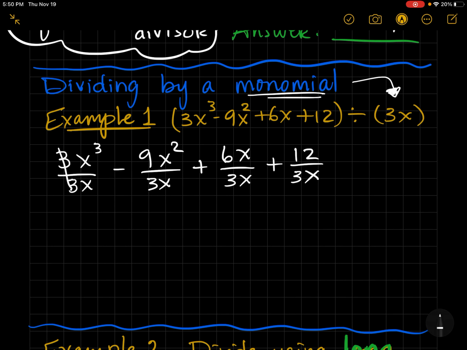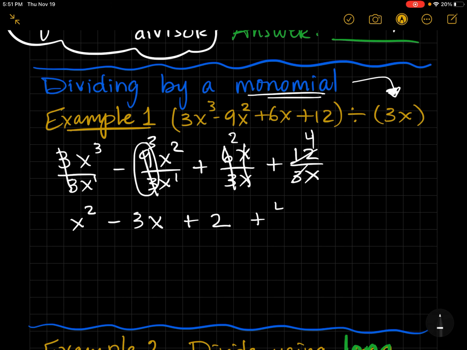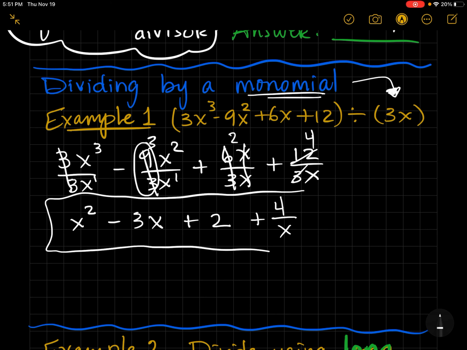Okay, so now I can reduce, and then 3 minus 1 is 2, so that's x squared. Don't forget those laws of exponents. I reduce here, that gives me a 3, and that's an x. I get a 2 here, and those cancel, so this is just 2. And 3 goes into 12 4 times, so that's 4 over x. And believe it or not, we can stop right there.